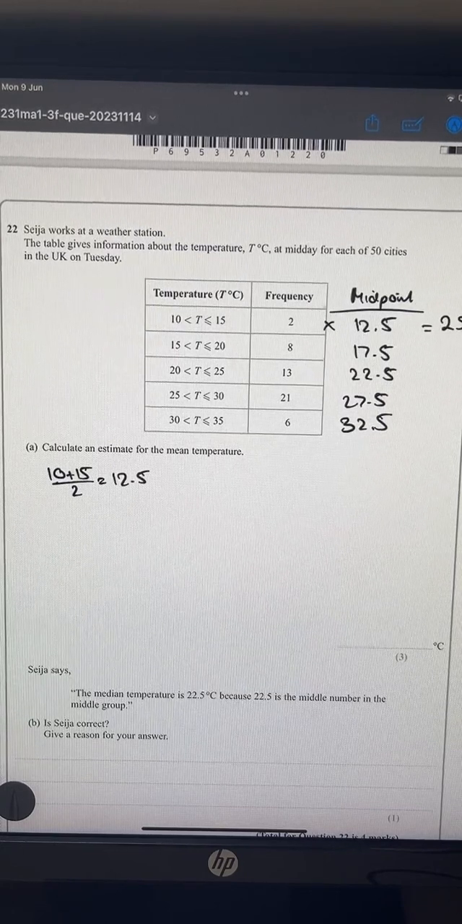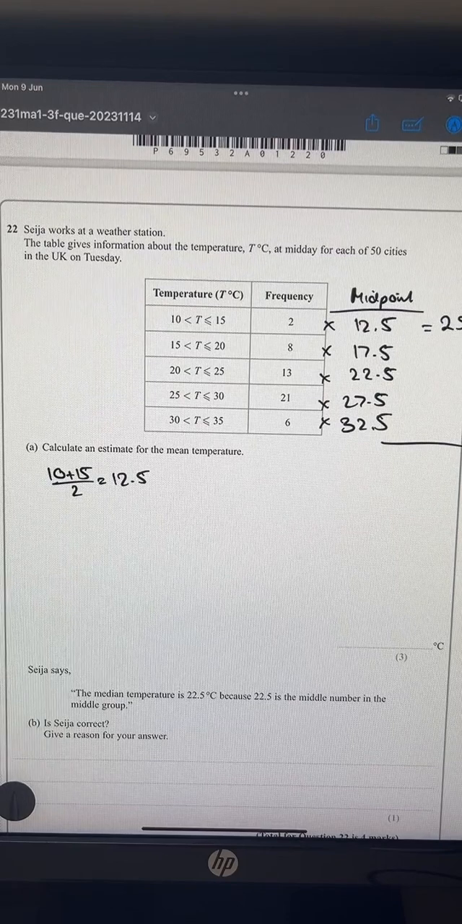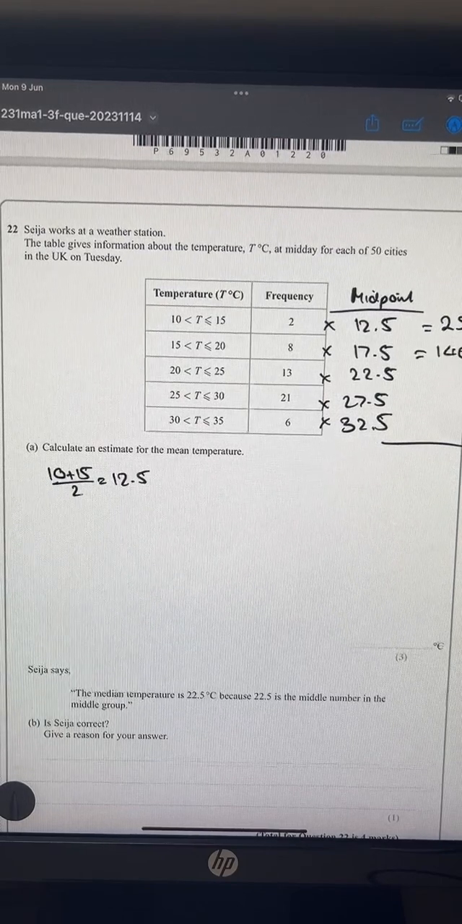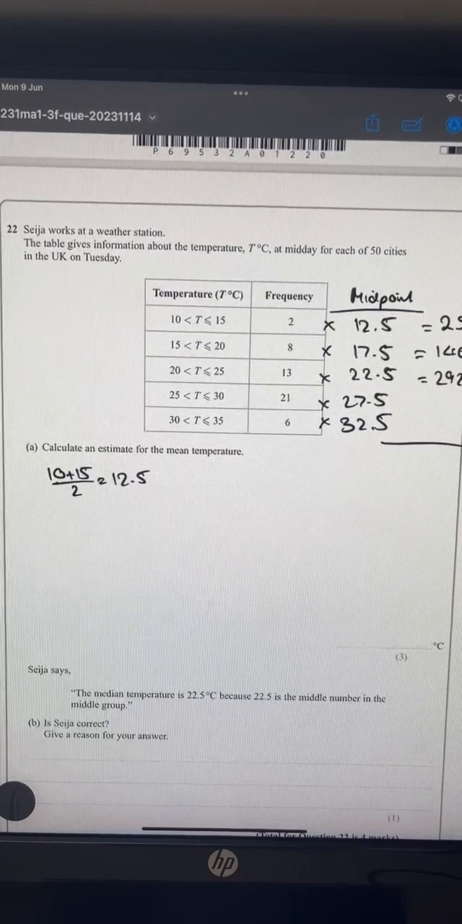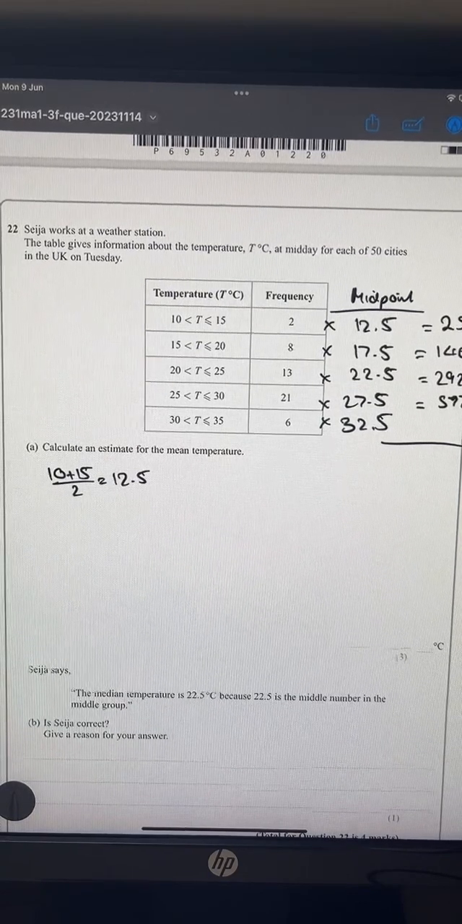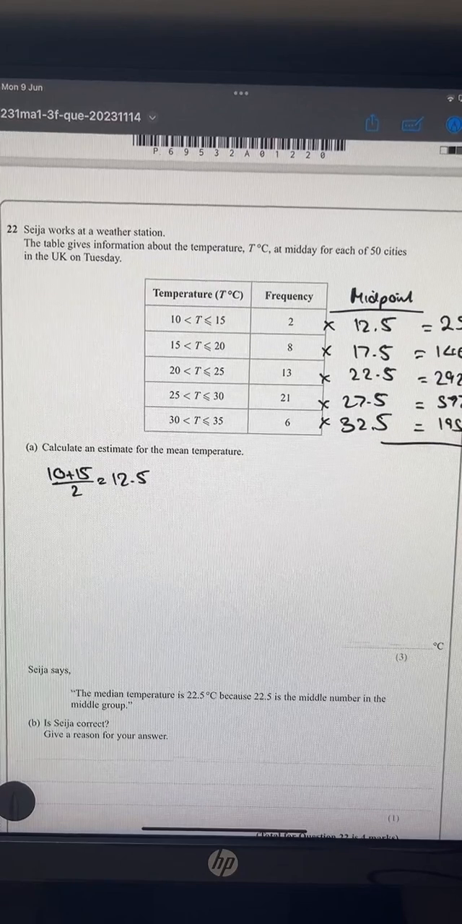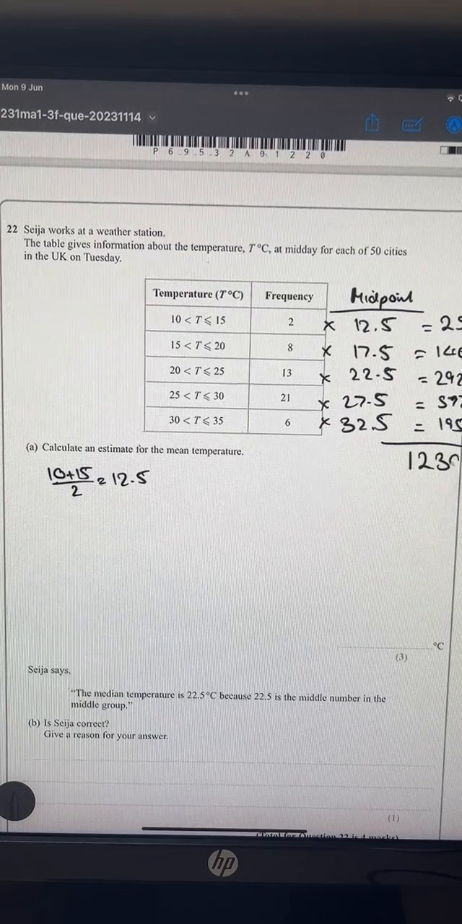So I got 8 lots of 17.5, right? Because remember, this is an estimate. This is an average. So I just multiply all of these, and I add that to get the total temperature, right? So if I just multiply it through, which I'm going to do real quick, 140 equals 292.5 equals 577.5 and equals 195. And now if I add all this, I get 1230. So this is my total degrees Celsius measured in the entire 50 cities on that Tuesday, right?